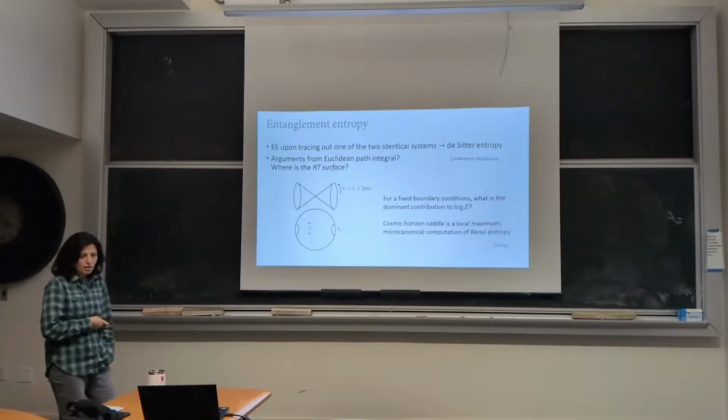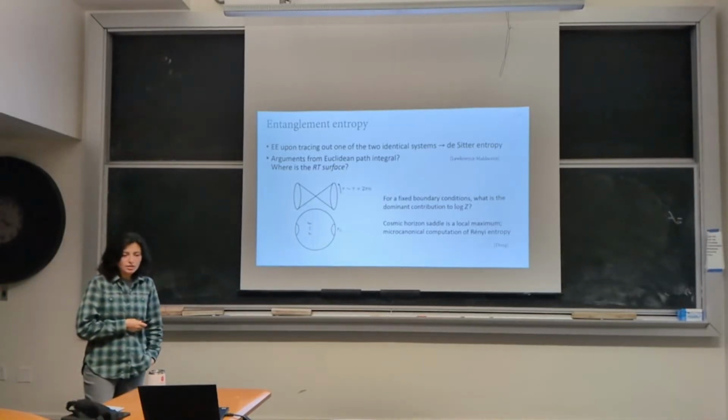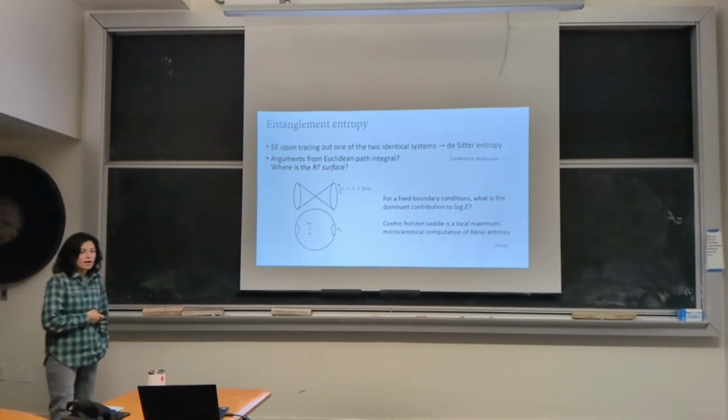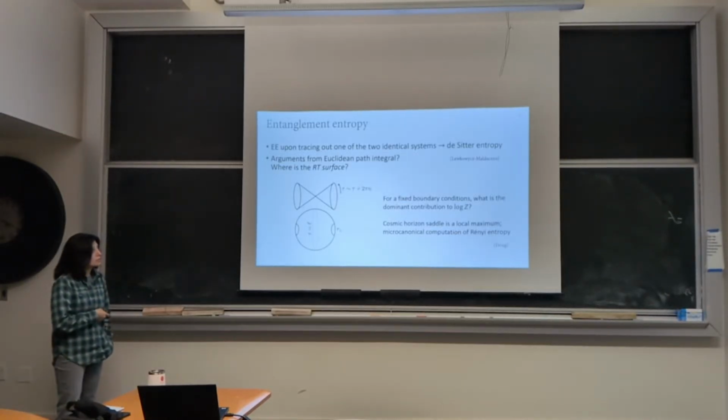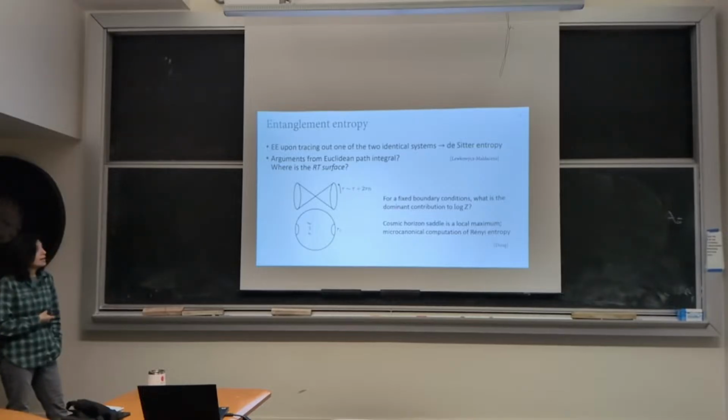We're also thinking about computing entanglement entropy in this context, which can be obtained if we trace out one of the identical systems. This is very much still work in progress, so we don't know where exactly the RT surface is, whether it's in the bulk here or whether it's somewhere near the boundary.